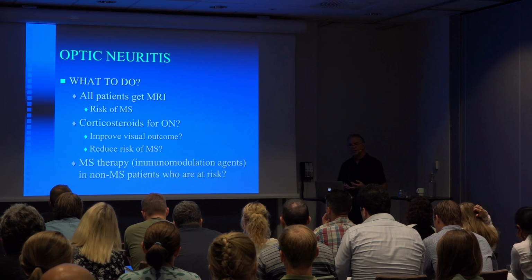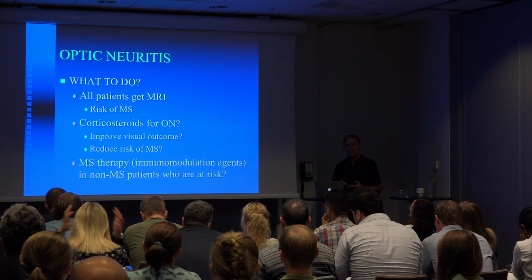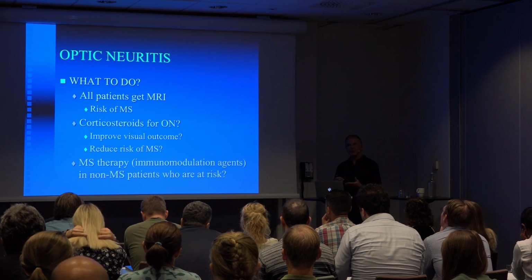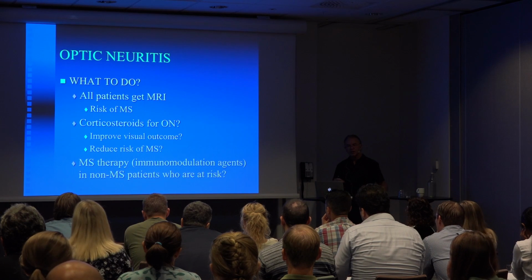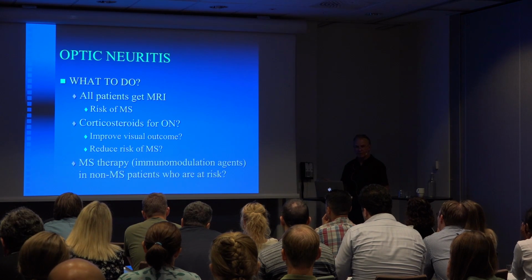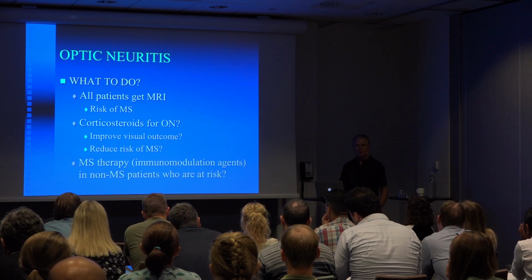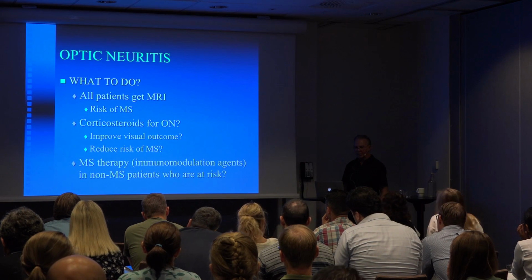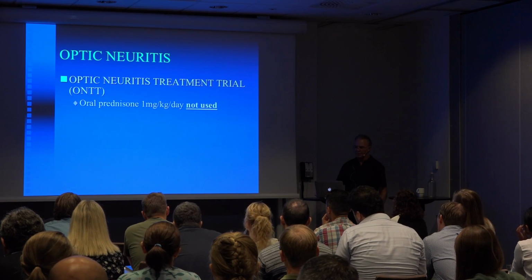Should you use steroids for optic neuritis? Will it improve the visual outcome? Will it reduce the risk of MS? Should you use MS therapy for patients that you haven't really confirmed that they have MS yet? They just had optic neuritis. So let's look at that for a minute.